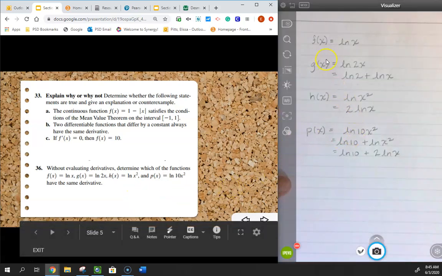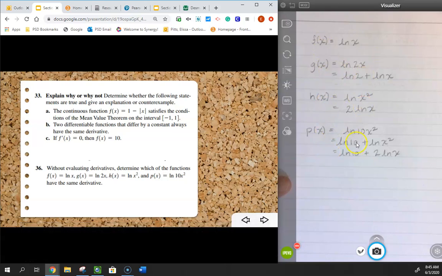And now we want to know which of these derivatives would be the same. And we could go through and take the derivative of each one of these and say, okay, those derivatives are the same, but that's not what they're getting at. They want you to look at the functions and determine which ones have the same derivatives. So natural log of x, it can't be rewritten in any other form.